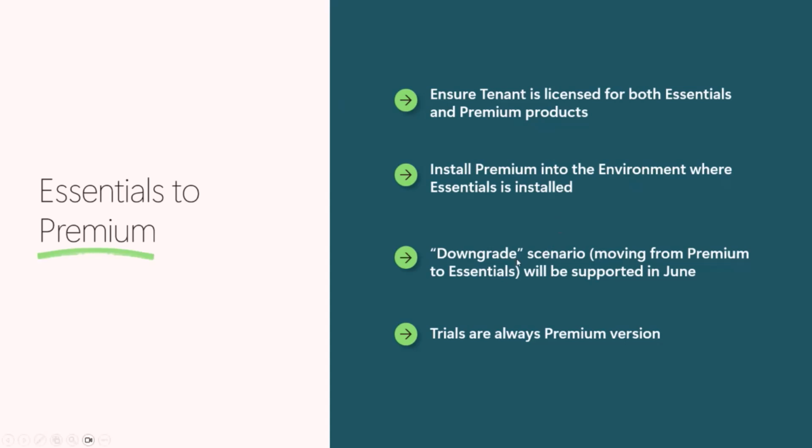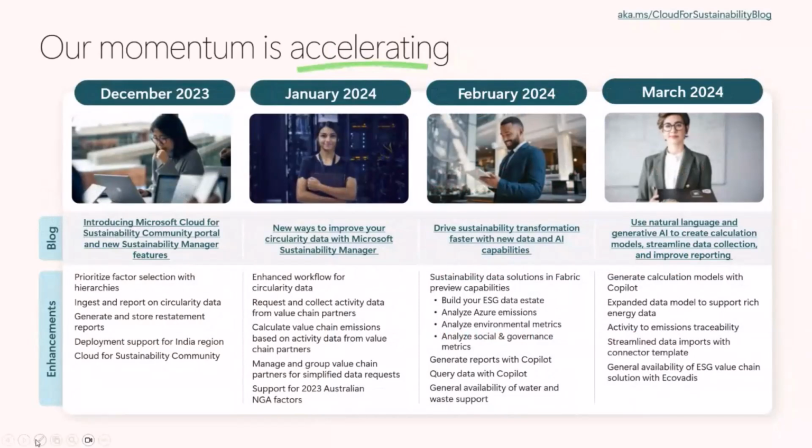Today, we do not support the downgrade scenario of moving from Premium to Essentials. That is coming in June. So in June, if we have customers that are on Premium and they want to move down to Essentials, we will be supporting that in June. Trials, when customers sign up for trials, they are always the Premium version.